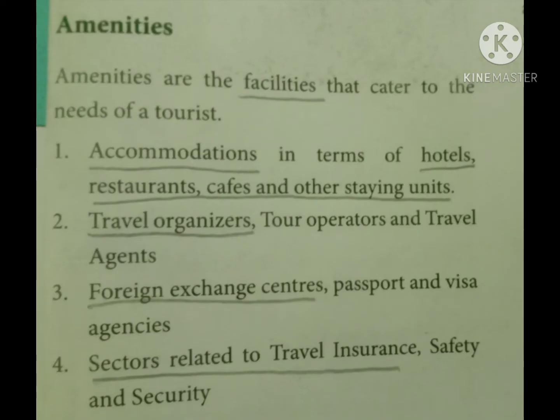Next, the last important component of tourism is amenities. What is meant by amenities? Amenities means facilities that you will expect during your tour, isn't it? So what facilities will you expect? First is accommodation, a place to take rest in other places. You will expect some shelter, for example hotels, restaurants, cafes and other staying units. That is the main thing.